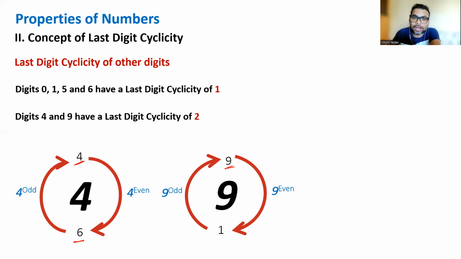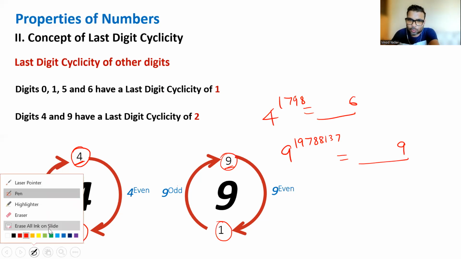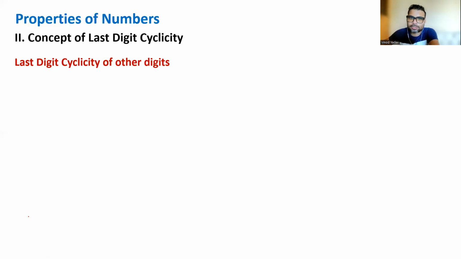So here you can generalize like this, 4 raised to odd power will end in 4, 4 raised to even power will end in 6, 9 raised to odd power will end in 9, and 9 raised to even power will end in 1. So for 4 and 9, you can have this shortcut. Yeah, so 4 raised to 1798, even power, chup chap likhenge 6. 9 raised to 1798137, 9 raised to odd power, so it will simply end in 9. Theek hai? Got it? 3 more digits are left.